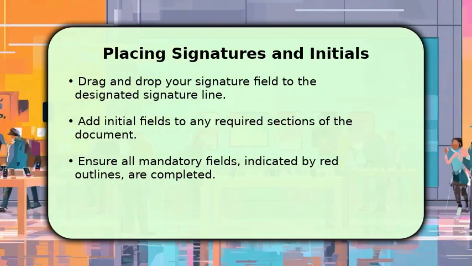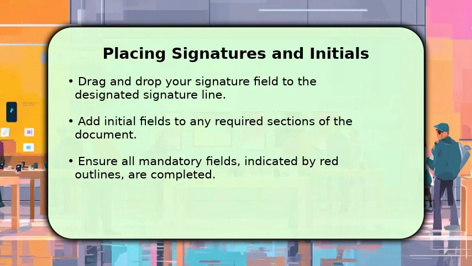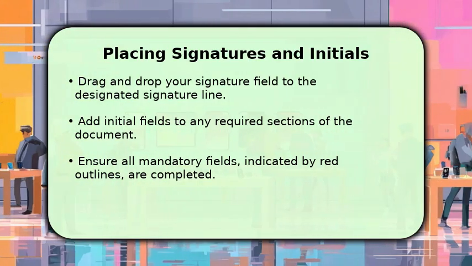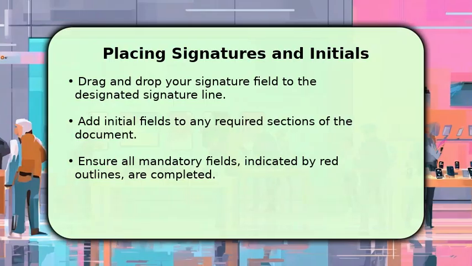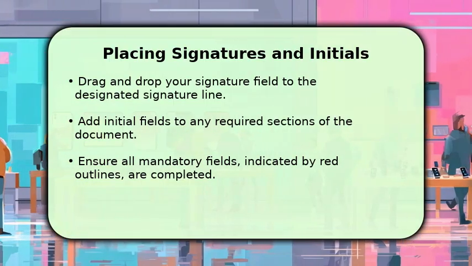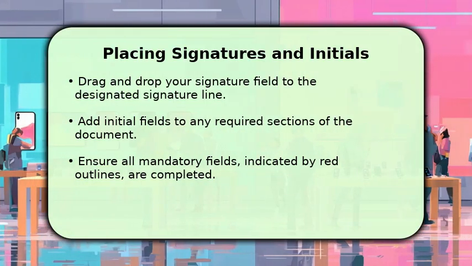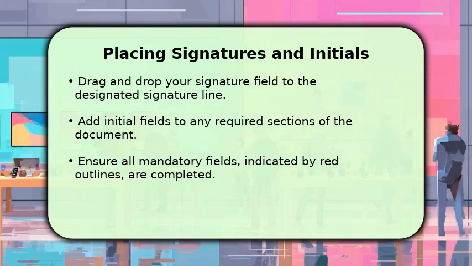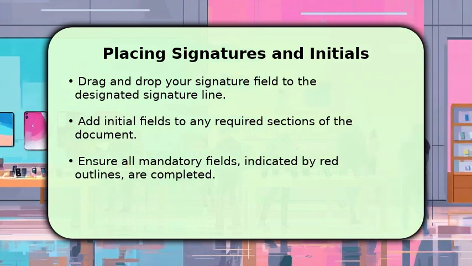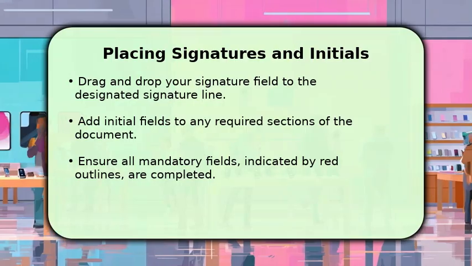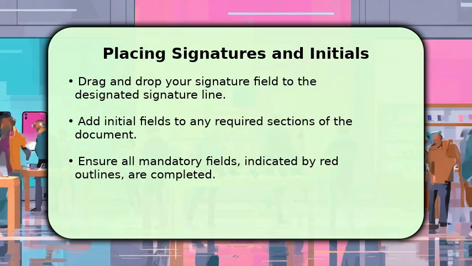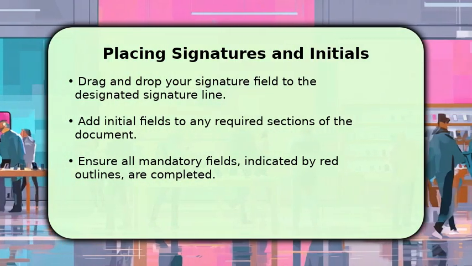If the document requires initials on specific pages or sections, repeat this process for the initial fields. DocuSign typically highlights all mandatory fields with a red outline, guiding you to ensure every necessary part of the document is completed. Taking a moment to review these ensures compliance and avoids delays in your workflow.